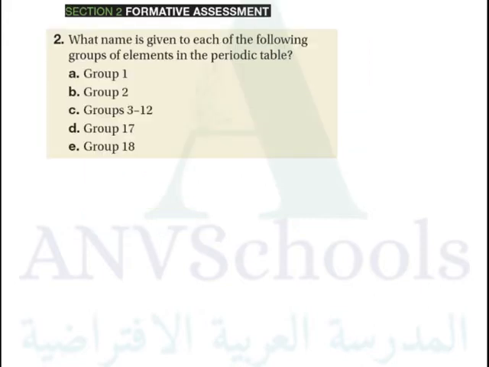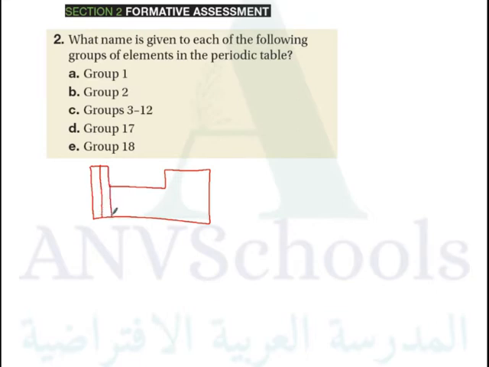Question number 2. What name is given to each of the following groups of elements in the periodic table? It is better to see the periodic table. You have 18 groups. This is better to make it group 1 and 2.